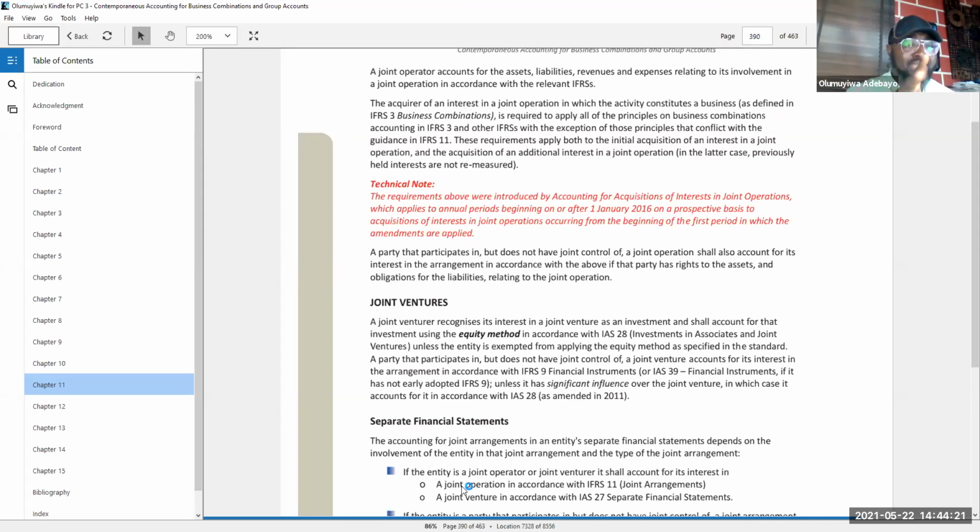Does that make sense now? Can you see the relationship where IAS 28 is now coming from, from a perspective of accounting for associate and joint venture in similar manner? Any question?